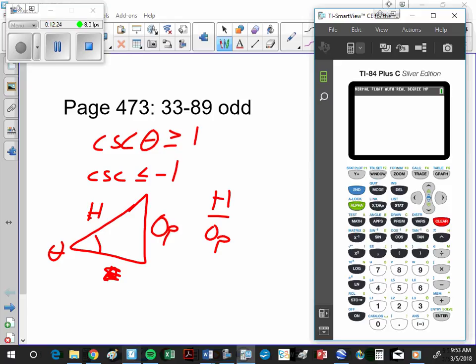So take a look at number 50. Can the sine of theta equal the square root of 2 over 10? Why? Exactly. That's O divided by H, and the square root of 2 is smaller than 10. Can we build a triangle where that happens? Yeah. Okay, 52. The cotangent.